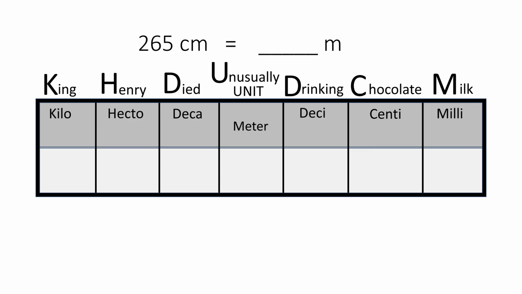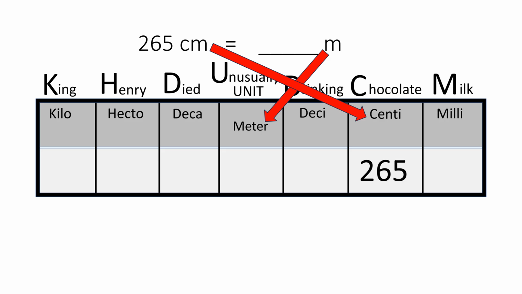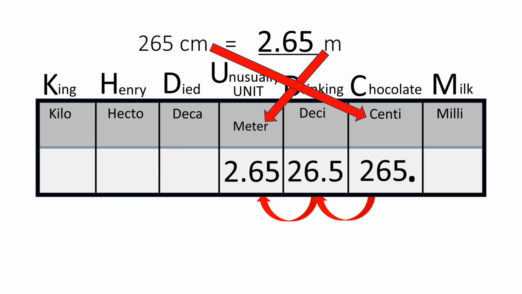Here we have 265 centimeters equals blank m. It's very important that you know your abbreviations. M is the abbreviation for meters. We will take the number 265 centimeters and write it in the centimeter box. This time we are moving to the left, and if we cannot add a 0, we just move a decimal. We assume there's always a decimal at the end of a number. So let's move it over once, and we have 26.5. Let's move it again, and we have 2.65 meters equals 265 centimeters.